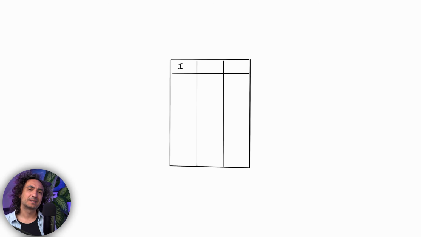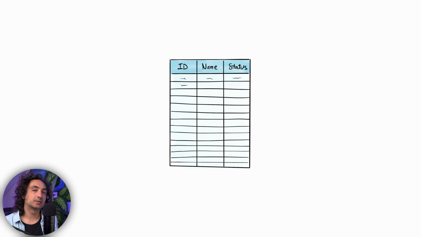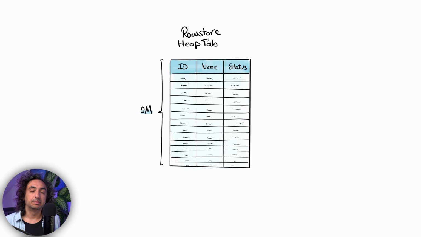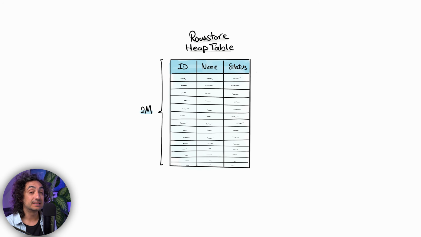Alright, so now let's say that we have a table for the customers. We have 3 columns: ID, name, and status. And we also have around 2 million rows, 2 million customers. And as we learned, by default the table can be built as a heap structure where the rows are stored row by row inside data pages. But now we go and create a Columnstore index on top of this table.